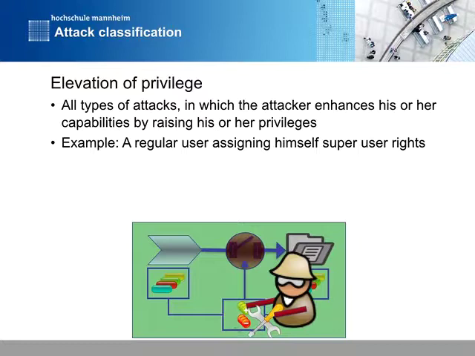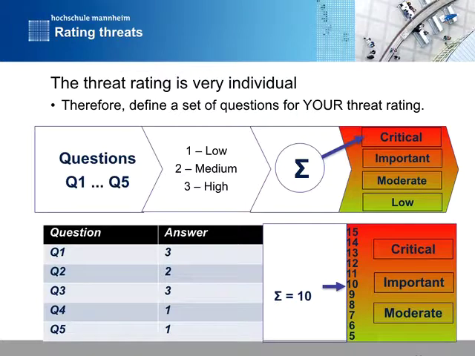So now to the rating, the last important point that is still to be done. The rating is very individual. So here is a very simple rating. You have a number of questions, 5 questions, and for each of the questions you answer with low, medium, or high. You would then sum up the numbers, and if it's a 10, then it's important. This is a generic way of doing a rating, with 5 questions. Why 5?